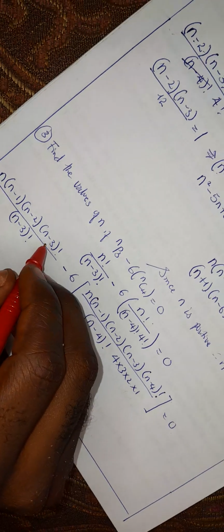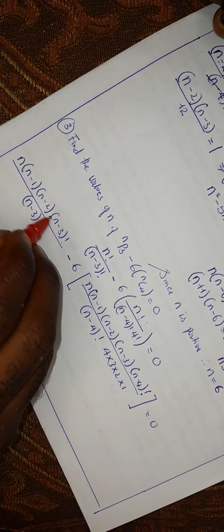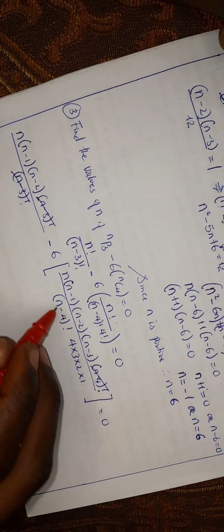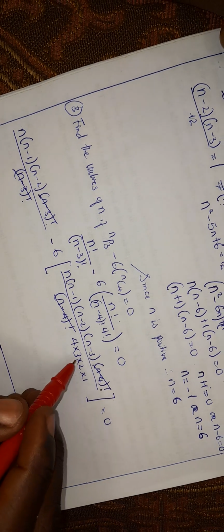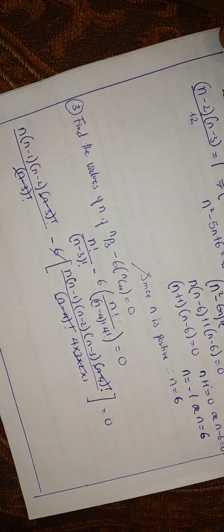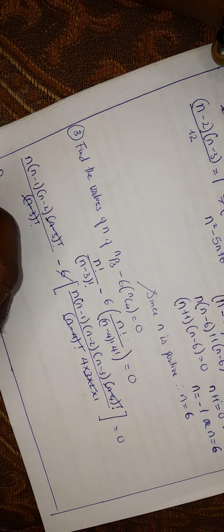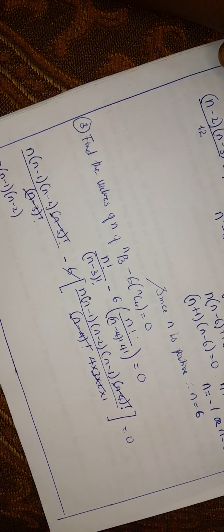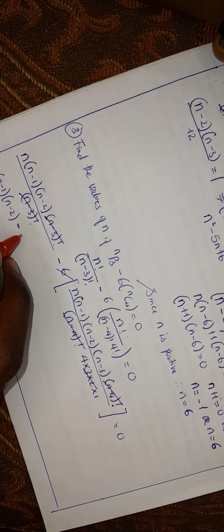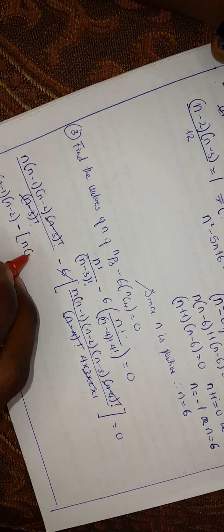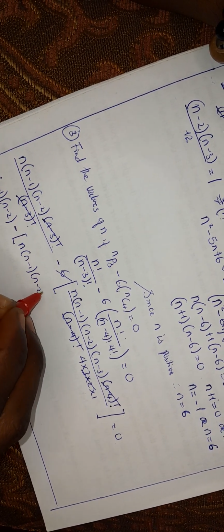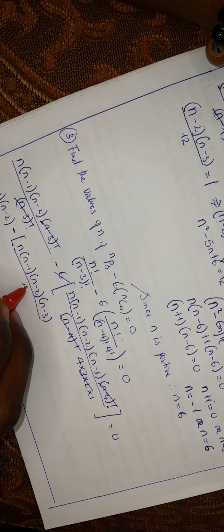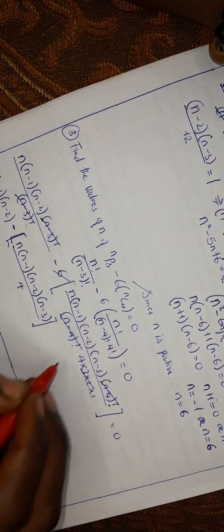Okay, so n minus 3 factorial will cancel n minus 3 factorial. N minus 4 factorial will cancel n minus 4 factorial. 3 times 2 is 6, we'll cancel this. So I'm left with n(n minus 1)(n minus 2) minus (n minus 1)(n minus 2)(n minus 3) over 4 equals 0.